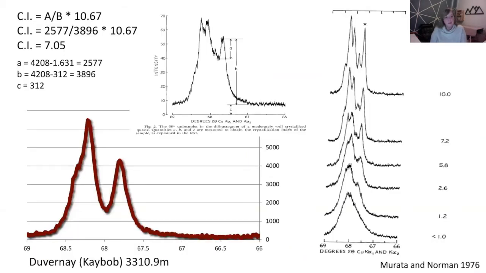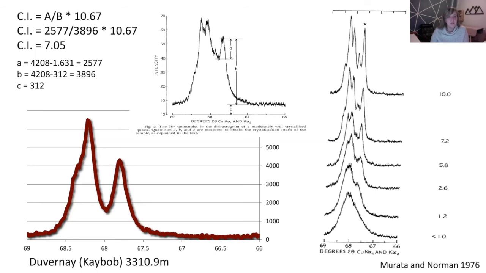Now, just to check, basically, you want to have multiple techniques to check all of this information. We actually took some samples from the Upper Duvernay and ran them through XRD, which is also capable of differentiating an amorphous versus a crystalline quartz. This is the test, basically, that Murata and Norman recommend for determining from XRD data whether you have an amorphous or crystalline quartz. And essentially, the crystallinity index shows that a fully crystalline quartz would be a 10, and an amorphous quartz would be a 1 or less than 1.